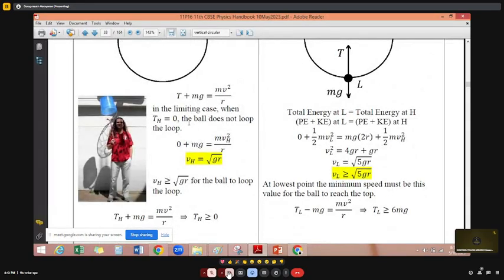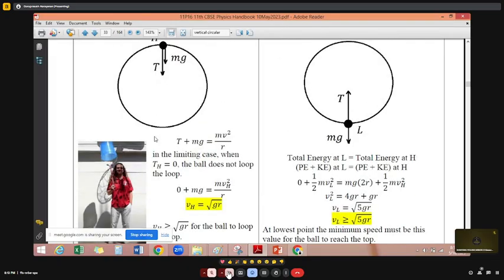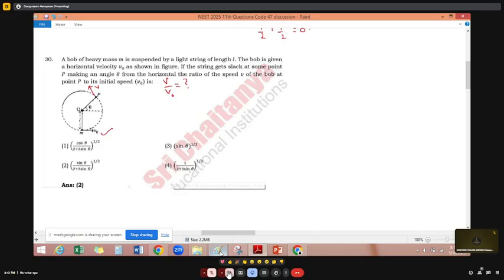Somewhere here, limiting case. So at the topmost point, T is equal to zero. But here in this question, instead of giving the topmost point, they have given somewhere here. So that means the problem will be slightly different. As I always say, they may not ask you the same question. They may twist the question slightly. If you know the concept, you can do it.